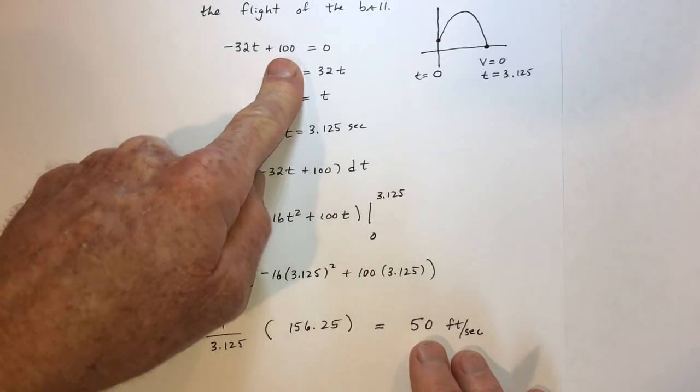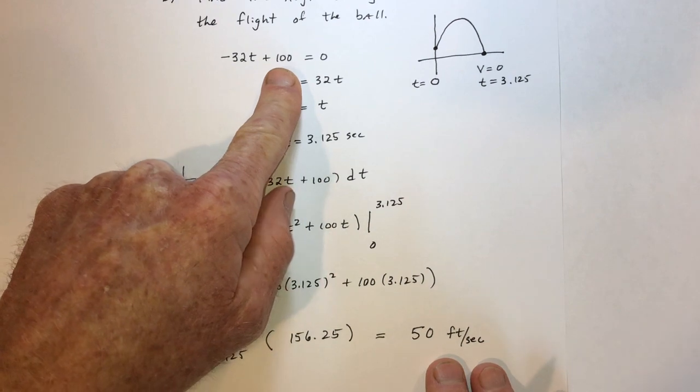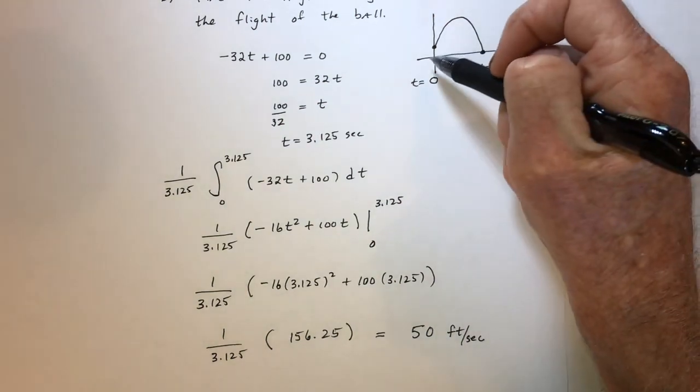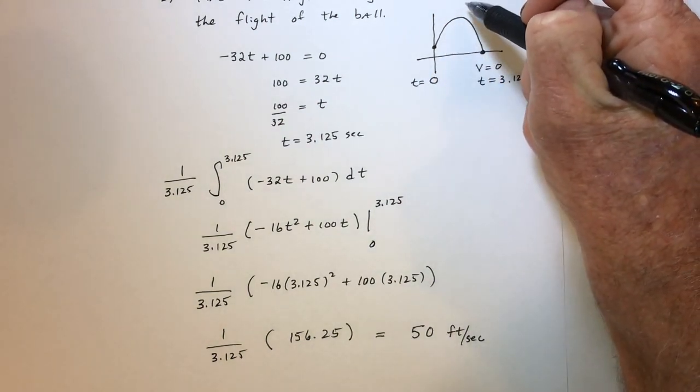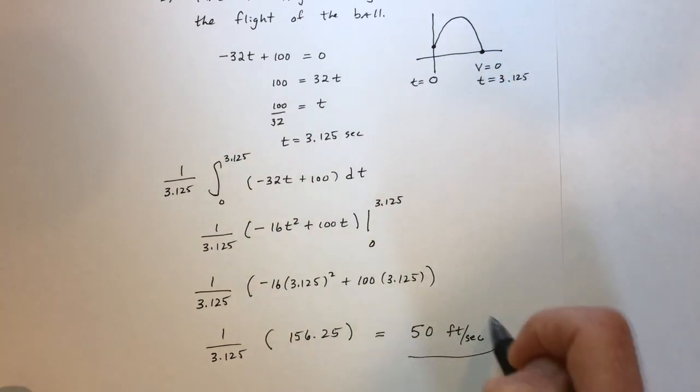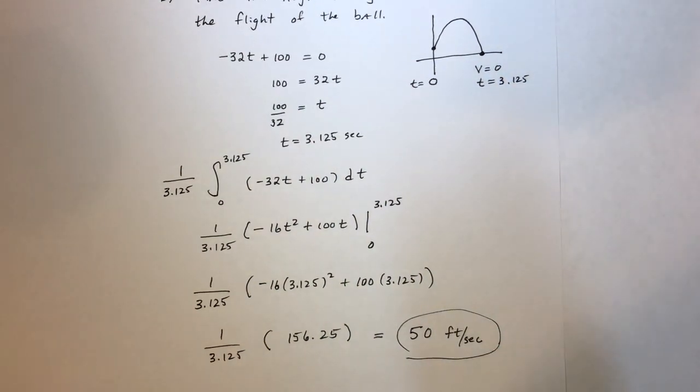Like I said at the beginning, this 100 is the initial velocity. And so if it starts off with 100, well, it's got to go up, which is positive velocity, and it's got to go down. And the average, 50 feet per second. And that's it. We're now done with section 6.5 and done with Math 3A.